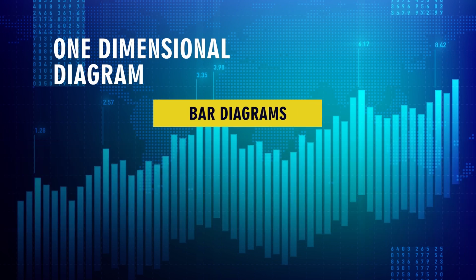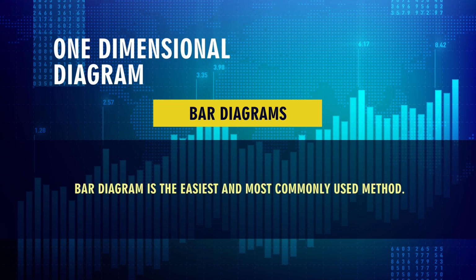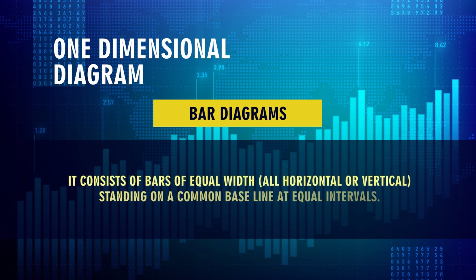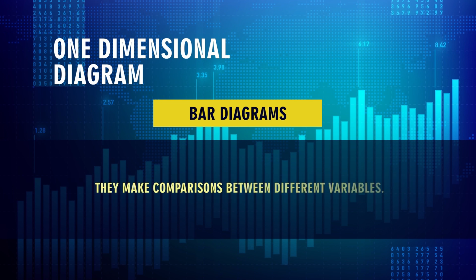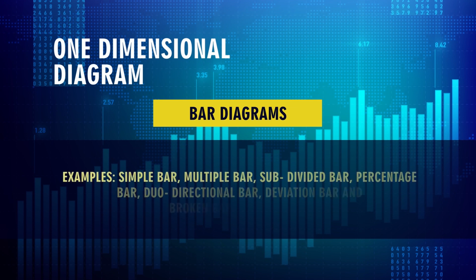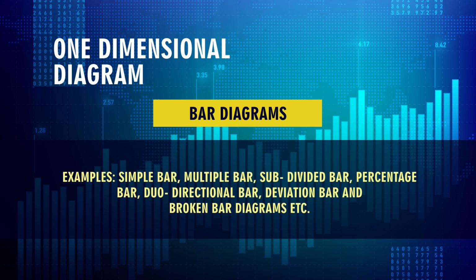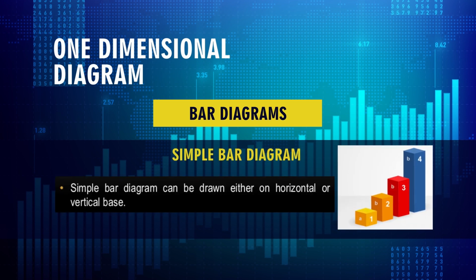If we go more into depth of one dimensional diagrams, the bar diagram is the easiest and most commonly used method. It consists of bars of equal width, all horizontal or vertical, standing on a common baseline at equal intervals. They make comparison between different variables. Examples are simple bar, multiple bar, subdivided bar, percentage bar, duodirectional bar, deviation bar, and broken bar diagram. These are the examples of one dimensional diagram. And if you see this particular image, on the right side, we have a bar starting and going in an upward direction.